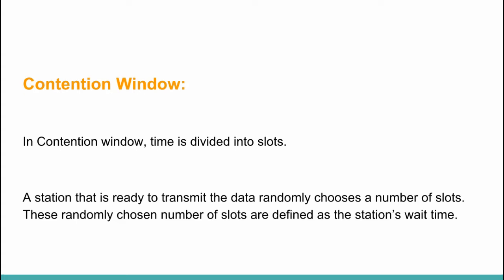Contention window. What is the contention window? It defines a period of time in which the network operates in contention mode. In contention mode, time is divided into slots. A station which is ready to transmit data chooses a number of slots randomly. So, these slots are defined as the station's wait time. So now, how are the slots chosen by the station?